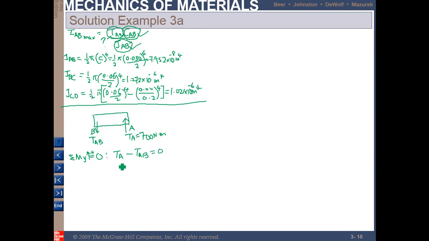So TA is 700 Newton meter minus TAB equal to 0. So TAB is equal to 700 Newton meter. So now you know what is the internal torque at shaft AB.